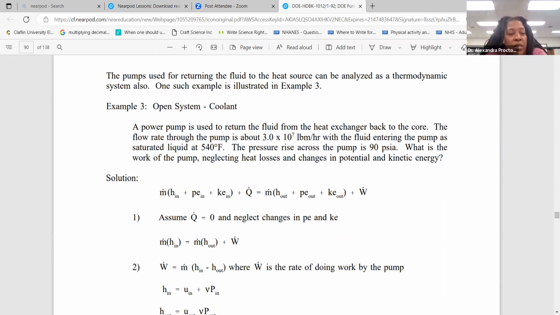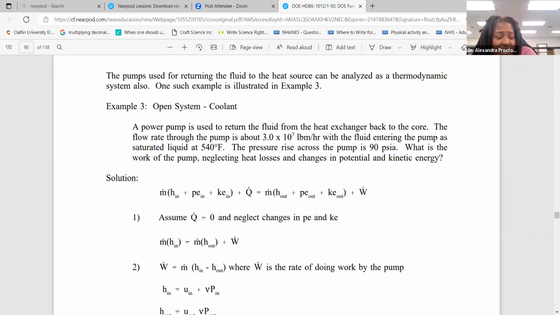So you have a coolant, and it's an open system. A power pump is used to return the fluid from the heat exchanger back to the core. The flow rate for the pump is 3 times 10 to the 7th pound mass per hour, with the fluid entering the pump as saturated liquid at 540 degrees Fahrenheit. The pressure rise across the pump is 90 psia. And so they're asking, what is the work of the pump?